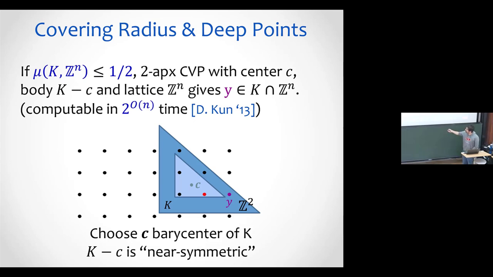So maybe this is the closest point. You won't find the closest point. You'll find one up to a factor of two. But that's all well and good because this is feasible. This solves the problem.